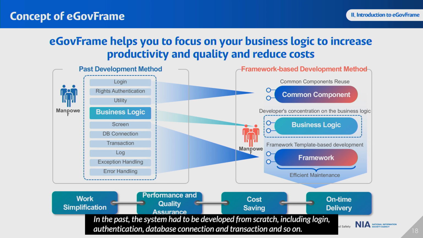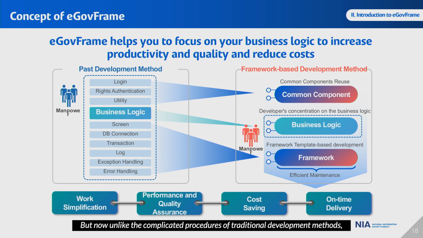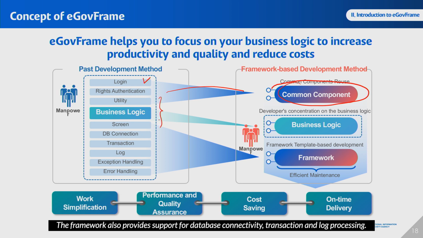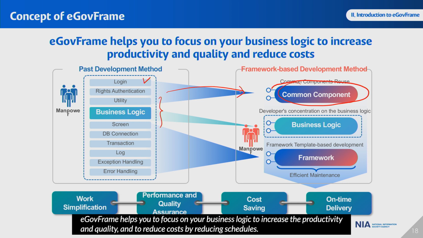In the past, the system had to be developed from scratch, including login, authentication, database connection, transaction, and so on. But now, unlike the complicated procedure of the traditional development method, eGovFrame provides common modules and reusable components, such as login, authentication, and various utilities. The framework also provides support for database connectivity, transaction, and log processing. eGovFrame helps you to focus on your business logic to increase productivity and quality, and to reduce costs by reducing schedules.